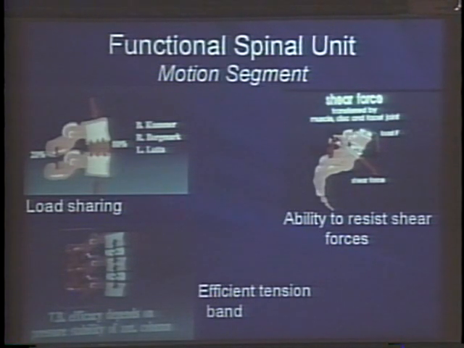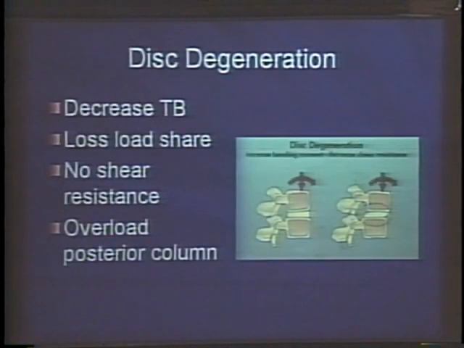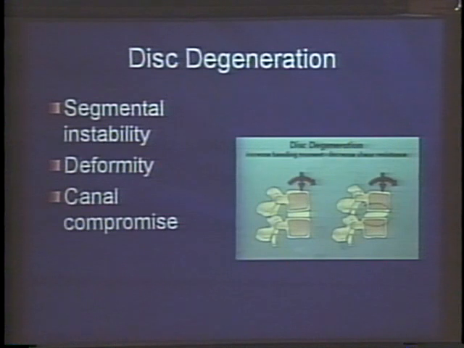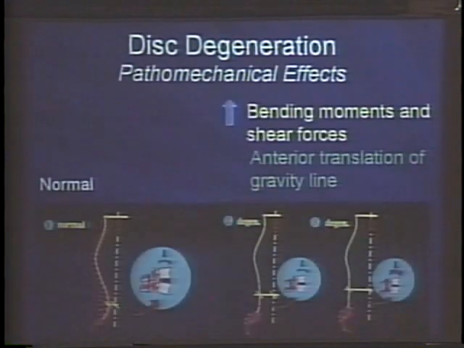And this sets up a vicious circle which produces the degenerative deformities. So the decrease in the tension band, the loss of load sharing, and no shear resistance all overload the posterior column. And this is segmental instability resulting in deformity and eventually canal compromise.